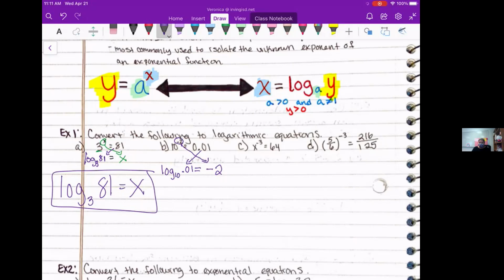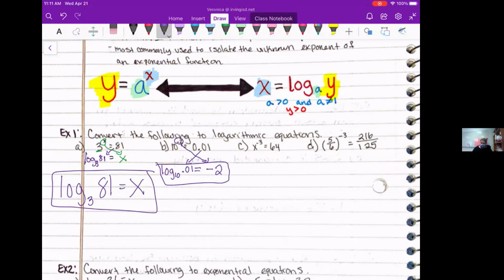That's it, you're done. That's all I want you to do right now. Did anyone get that right? The 10 is your base. Yeah. So try C. Good job. All right, go try C now.